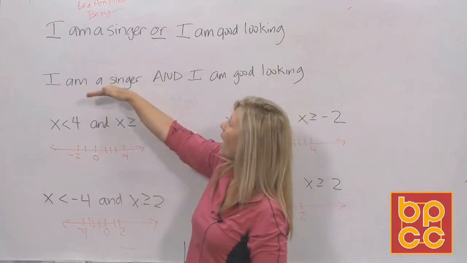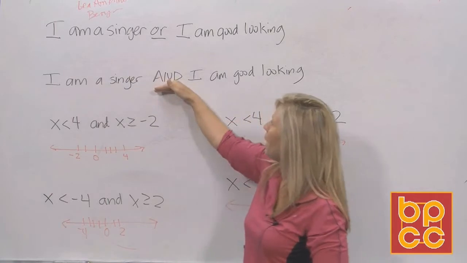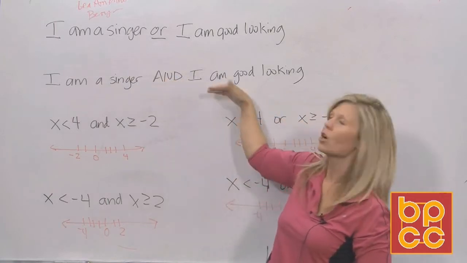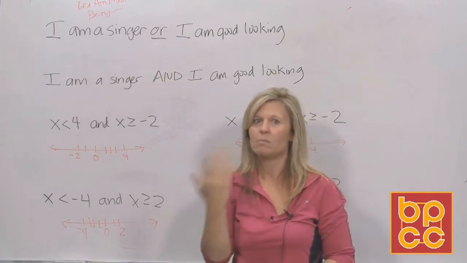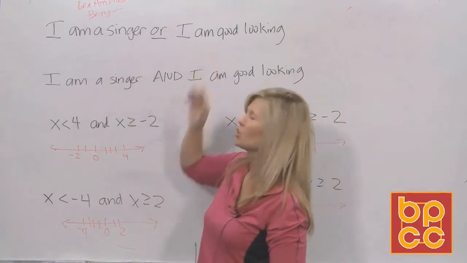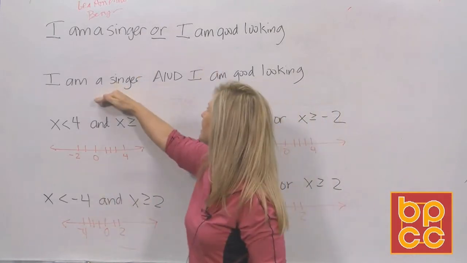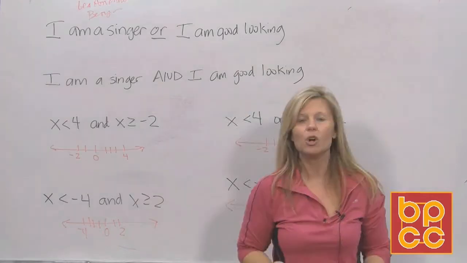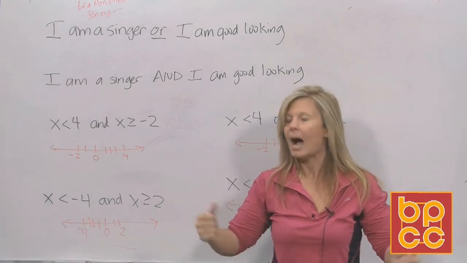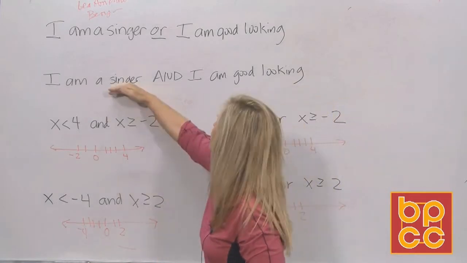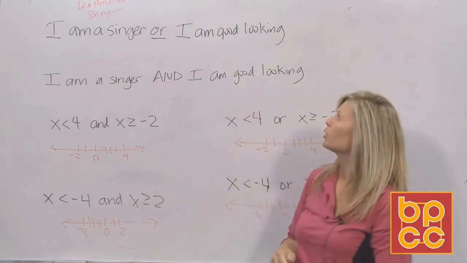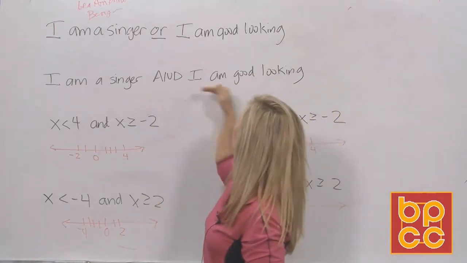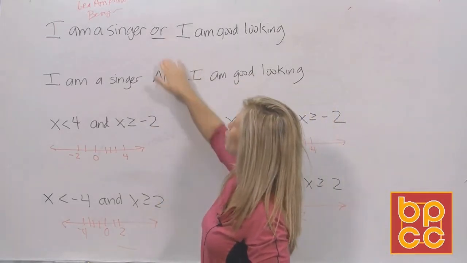So not only do I have to name a singer here, but I have to name a singer that is also good looking. So in Miss Black's world, that would still be Bon Jovi. He sings, he's good looking. In your world, I don't know, maybe that is Beyonce. I am a singer and I am good looking. Okay, so we got to be very careful between these words.